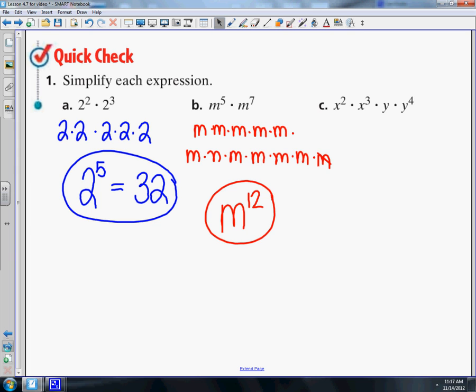Now this one has 2 letters in it. So what you do is you first do the x's. So that would be x to the 5th power. And then I times it by the y's. Now, this y is just there. It's by itself. So if I were to write it out, you'd write the one y, and then you write 4 y's, so then I would have a total of 5 y's.